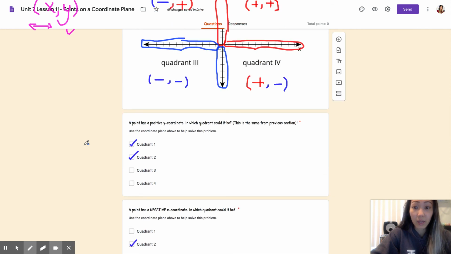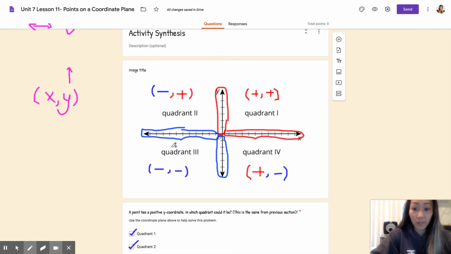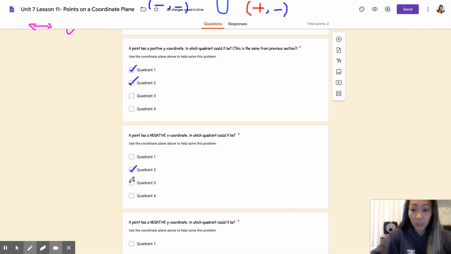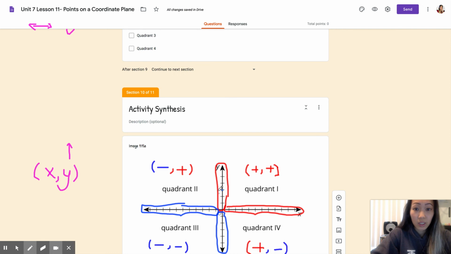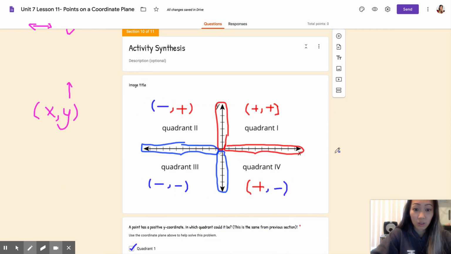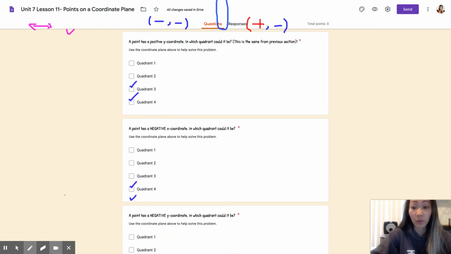And then I'm going to look at quadrant 3. So quadrant 3, remember, x is going to be negative. So is this a negative symbol? Yes. So quadrant 3 is also an answer. I'm going to check it. So next, quadrant 4. The x should be negative because that's what the question is asking. Is it a negative number? No, so quadrant 4 is not. So I am done with that question.